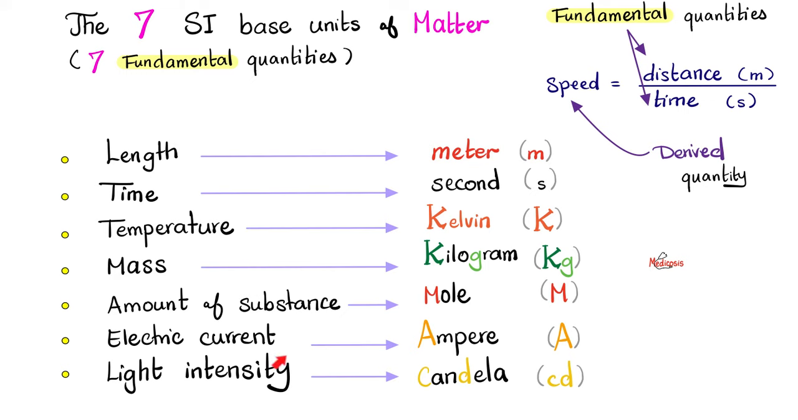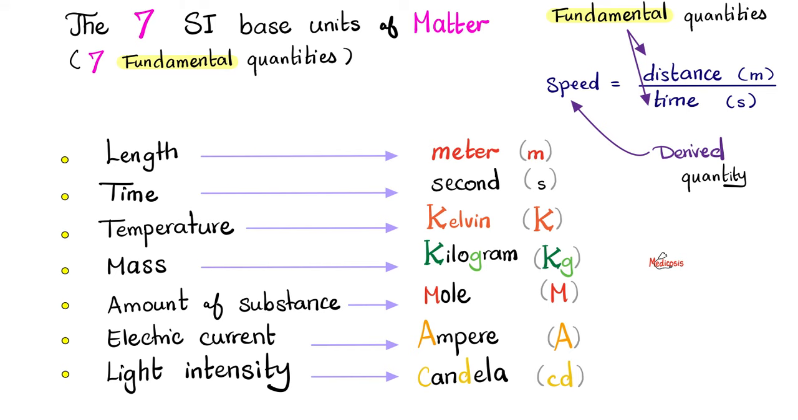If we take two of these fundamental quantities, we can derive a derived quantity from them. For example, you look at this, meters over time in seconds, what do you call that? Speed. Is speed one of these? No. Is it derived from some of these?